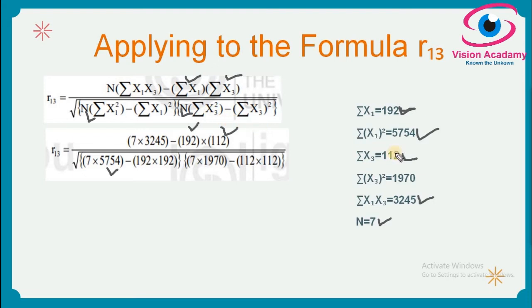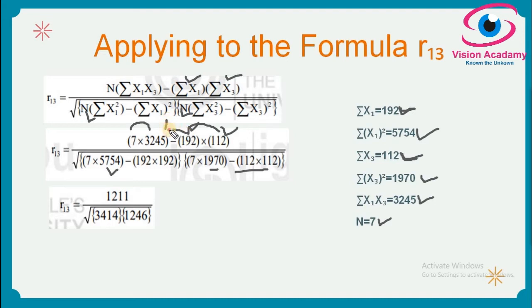Here n is 7, the number of observations. Summation x3 square is 1970, so 7 into 1970. Summation x3 whole square, where the x3 value is 112. Since it is squared, I will multiply the same value, that is 112 into 112. Now I will simplify this replaced value for the next step. Firstly I will multiply 7 into 3245. Thereafter I will multiply 192 into 112. Then I will subtract this value from this value.